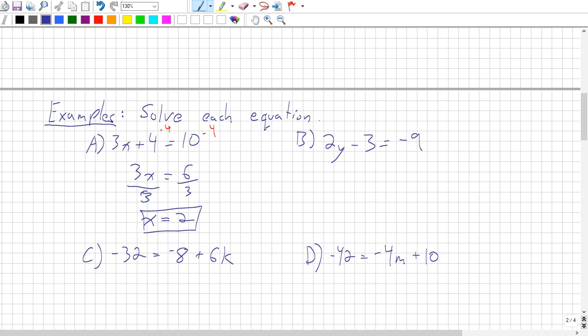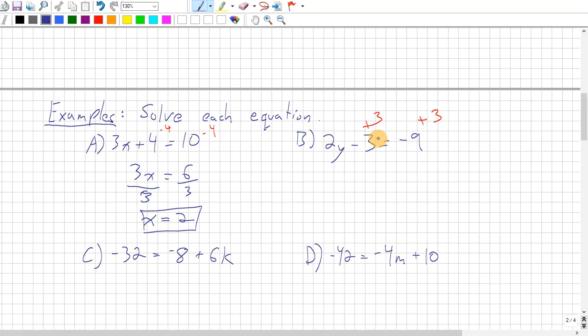Okay, so first of all, I subtracted because it was being added. Then I divided because it was being multiplied. And I isolated my variable in that way. Next one. So I have 2y minus 3 equals negative 9. The variable is y. I have two operations, 2 times y and a minus 3. So first of all, I'm going to add or subtract. So I'm going to add because this is being subtracted. I'm going to add 3 on both sides first.